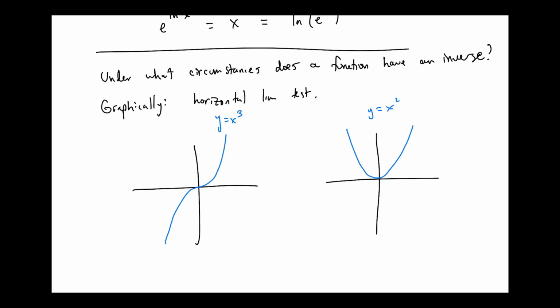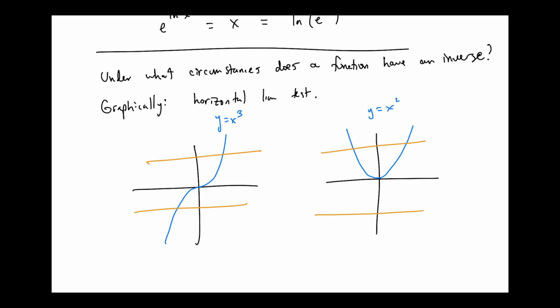For the horizontal line test, it's the same thing, except horizontal. So if I draw any horizontal line, do all horizontal lines intersect the graph at most once? Well, for the first graph, yeah, they do. But for the second graph, the one down there at the bottom doesn't intersect at all. Okay, fine. But there is a horizontal line, well, it doesn't look very horizontal, but humor me, the one up there at the top intersects more than once. So that function does not have an inverse.